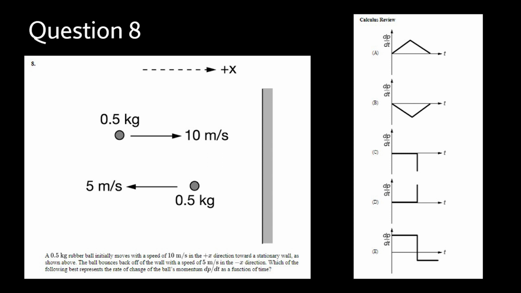0.5 kilogram rubber ball initially moving at a speed of 10 meters per second in the positive x direction toward a stationary wall, as shown above. The ball bounces back off the wall with a speed of 5 meters per second in the negative x direction. Which of the following best represents the rate of change of the ball's momentum, dp/dt, as a function of time?